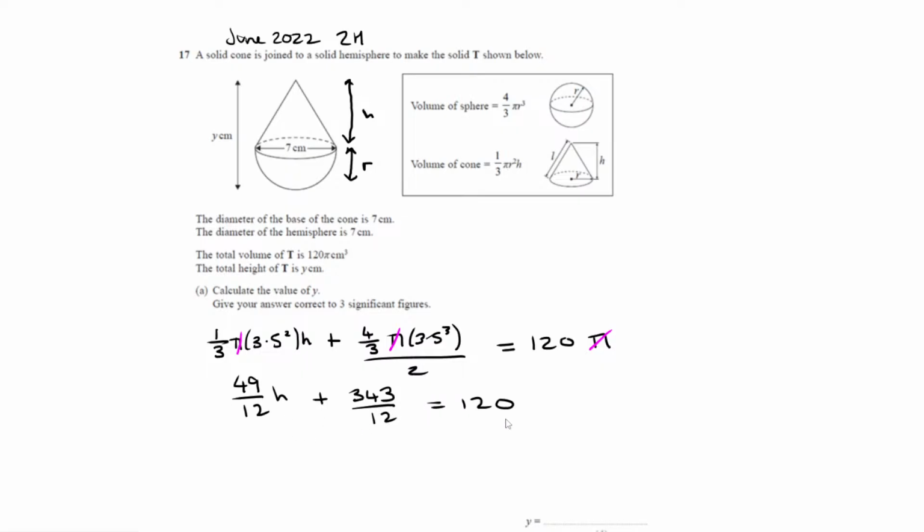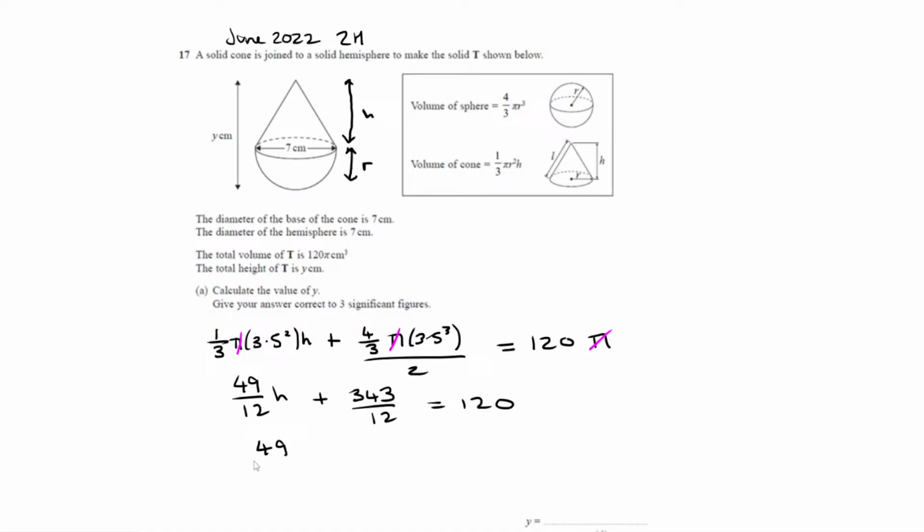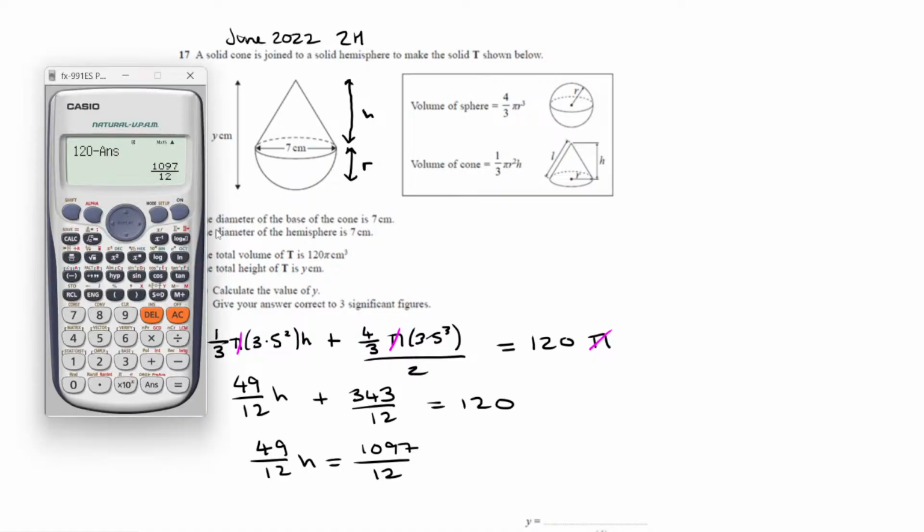Okay, so now you just have to solve it. So I could subtract the 343 fraction, couldn't I? Again, being that this is calculator, I'm just going to subtract it straight away. So 120 minus, I'm putting answer because my previous answer was that, wasn't it? Again, I'm going to leave it as a fraction just so I don't deal with any decimals. So that's 1097 over 12. And then I can divide by this fraction. Obviously, if it was non-calculator, I'd do it in probably a different order, but it's not, so it's fine. Okay, that gives me 1097 over 49 for the height.